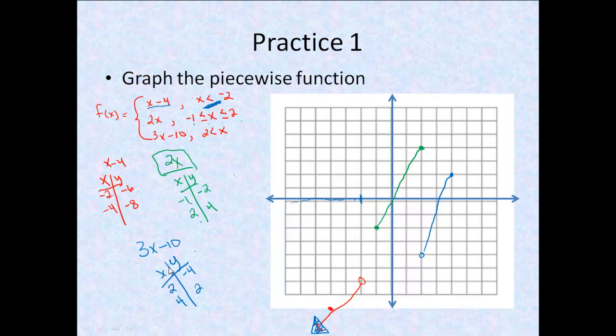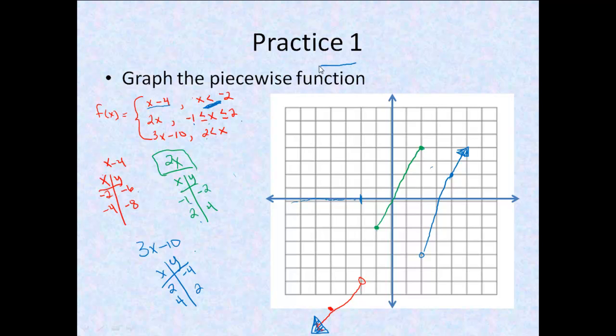And then I did the 3x minus 10 part. I used 2 as my cut point, and then it said I wanted anything bigger than 2. Well, I didn't have a second cut point here, so I just picked one because I need to get my 2 points for a line. I picked 4, plotted both of those, and this one is also going to have an arrow on it because it can be anything that's bigger than 2. So there wasn't 2 endpoints on this one, so it's going to be a ray. It's going to keep going on forever.